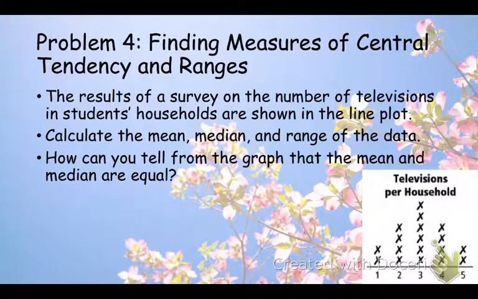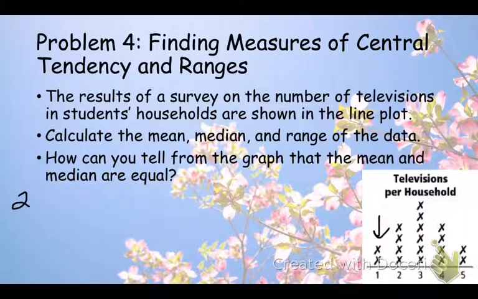All right, problem 4. The results of a student survey on the number of televisions in the household are shown on the line plot. We need to calculate the mean, median, and range of the data. And then also, is there a way to tell from the graph that the mean and median are equal? So as we take a look at this problem, we first need to calculate the mean. When I'm calculating the mean on a line plot, what I can see is that I have 2 marks with my 1, so that tells me that there are 2 there.